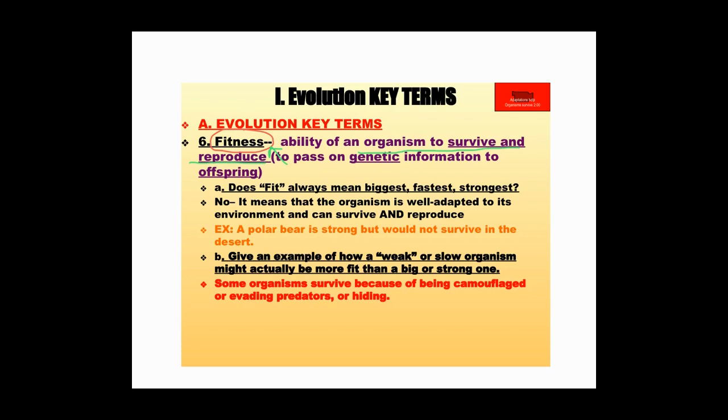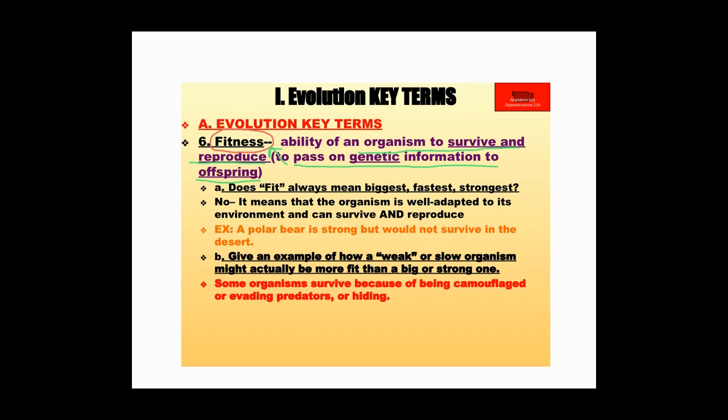So in a nutshell, fitness is how likely an organism is to pass on its genetic information to its offspring. How likely is it for that organism to reproduce, and how many offspring will it produce? If it produces a lot of babies, a lot of offspring, it's a better chance that that organism's traits will move on to the next generation.